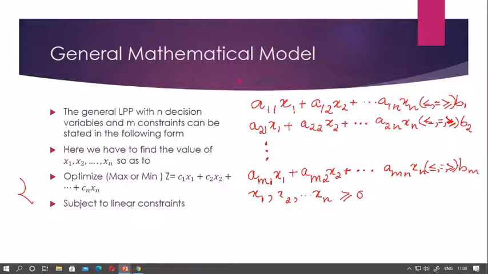where I have written the constraints as a11 x1 plus a12 x2 plus etc. a1n xn, which can be less than or equal to, or greater than or equal to, b1. Similarly, you can have more than one constraint there. So as I said, you can have m constraints, so m inequalities. So that is what is written on the left hand side.